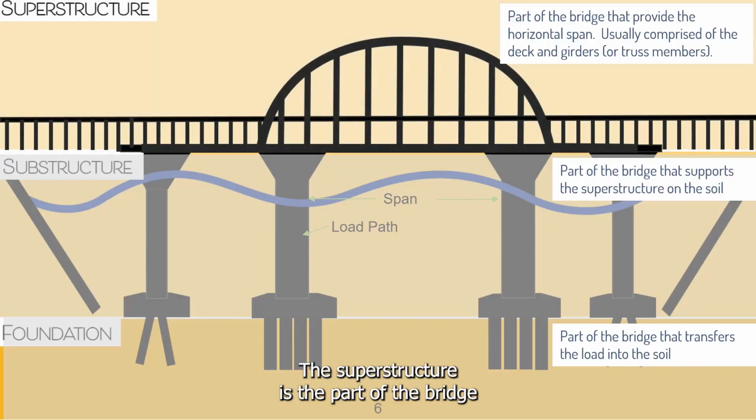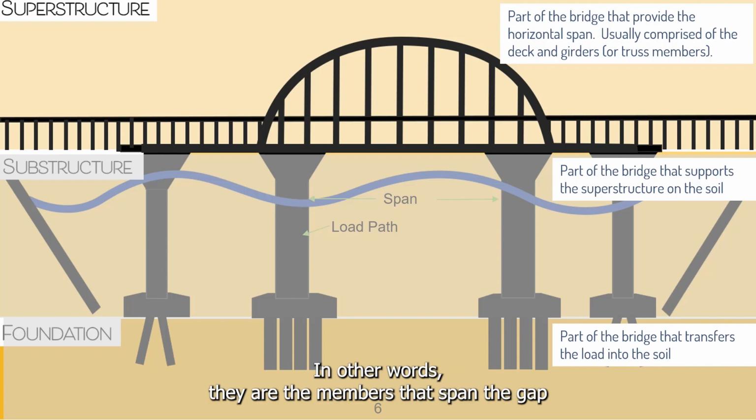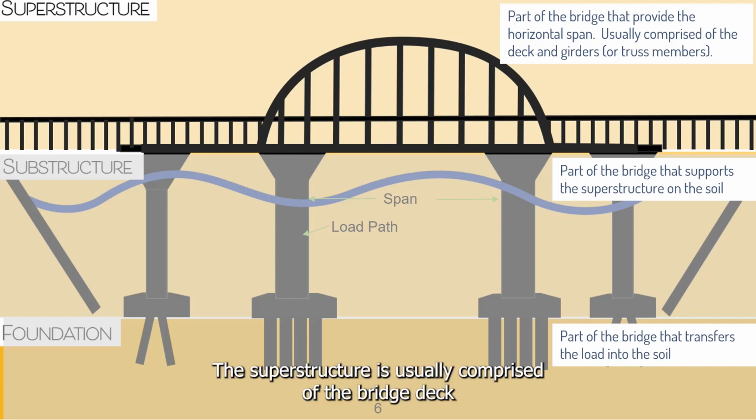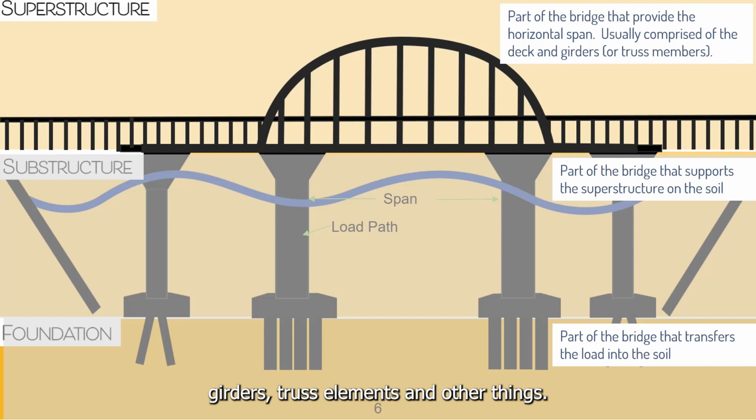Superstructure is the part of the bridge that provides the horizontal span, like in this picture. In other words, they are the members that span the gap and get loads like cars from where they start to the substructure. The superstructure is usually comprised of the bridge deck, girders, truss elements, and other things.